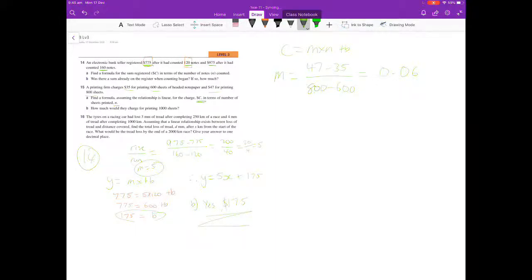To find our y-intercept, we throw our numbers in. Let's throw some in. We've got our 35 equals 0.06 times 600 plus b. 0.06 times 600 is, of course, 36, and 35 minus 36 is minus 1, so minus 1 is b. And there we go. That is, of course, our equation for now. So our final one is C equals 0.06 n, minus 1.